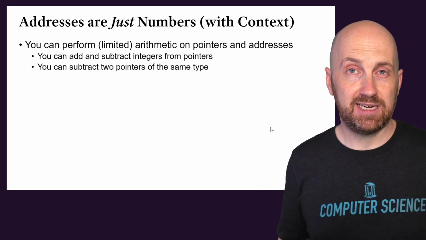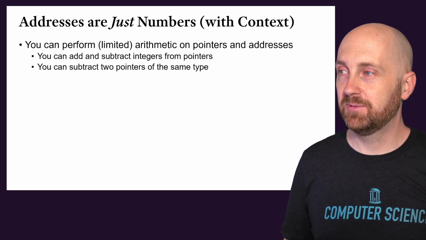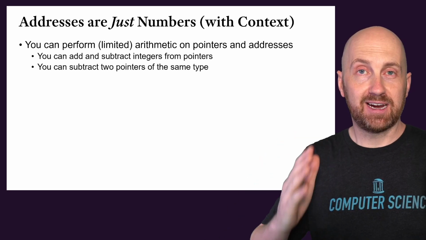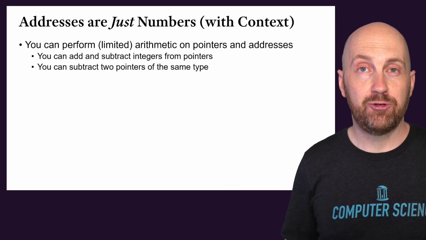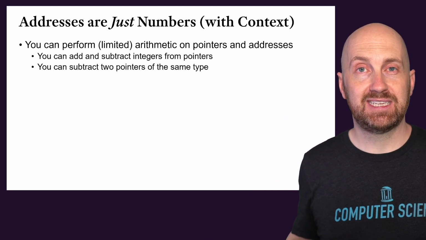So the extra context that a pointer has is what type of data it expects to be pointing to. You can add and subtract integers from pointers, and this will have the effect of offsetting that address in memory from where it currently is. And you can subtract 2 pointers of the same type.